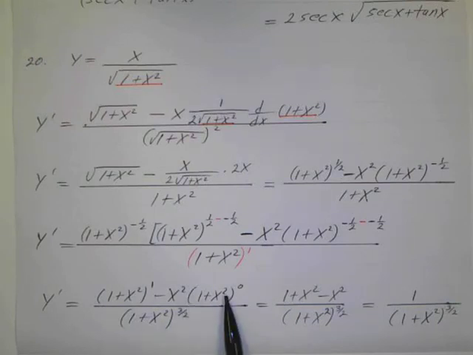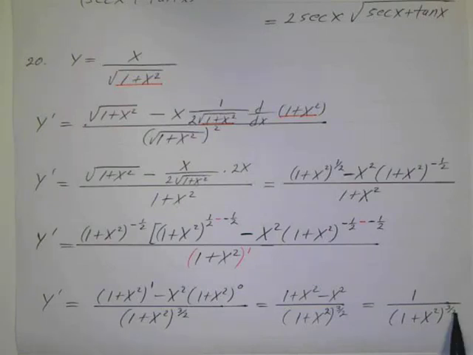Now what's anything to the 0 power? That's just 1. And then anything to the first power is just what's inside here. So that's going to be 1 plus x squared minus x squared times 1, all over 1 plus x squared to the 3/2. But what's x squared minus x squared? That's 0. So that just leaves me with 1 plus 0, which is 1. So my numerator is just 1, and this is my denominator, and that's my final answer.